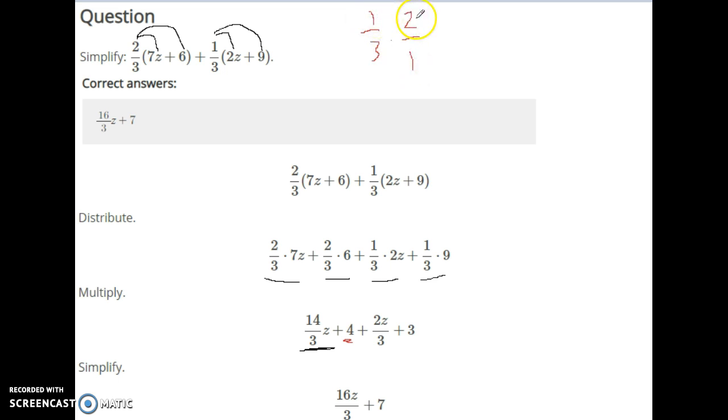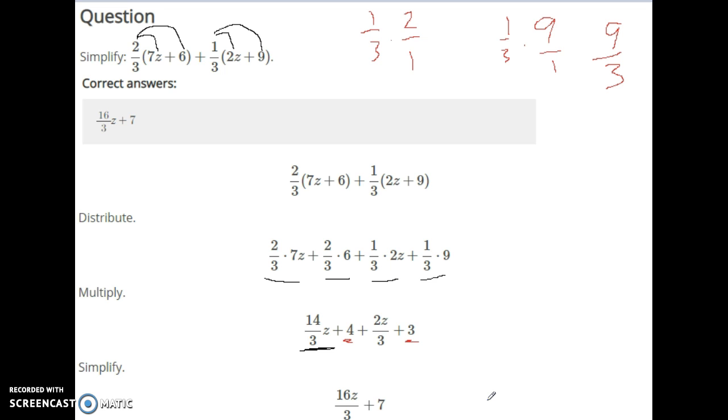So you're going to get 2 on top and 3 on bottom. 3 times 1 on bottom, 2 times 1 on top. So you get 2/3 z. And then you're going to have 1/3 times 9 over 1. So you get 9 on top, and 3 times 1 is 3 on bottom. Well, 9 divided by 3 reduces down to just 3.